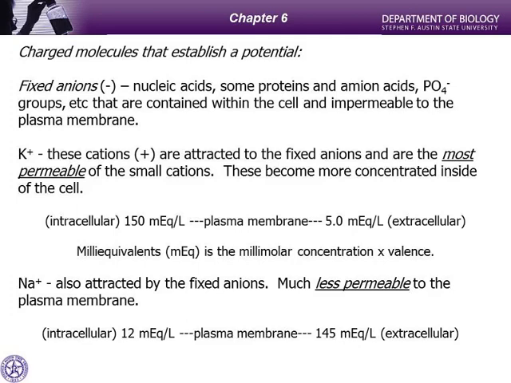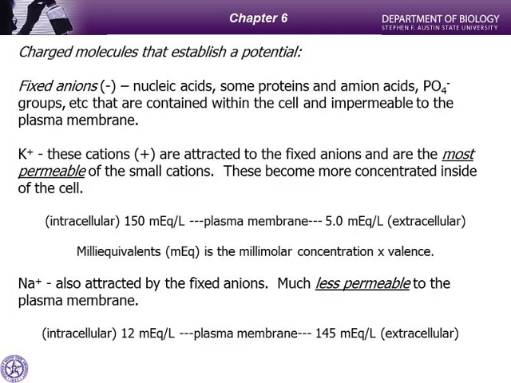And again, there's our charge difference inside, 150 versus 5. Here we've changed a little bit. We're not talking about molal or molar anymore. We're talking about milliequivalents, and milliequivalents just takes into account our valence, or the charge of a particular ion. But notice the numbers didn't really change.